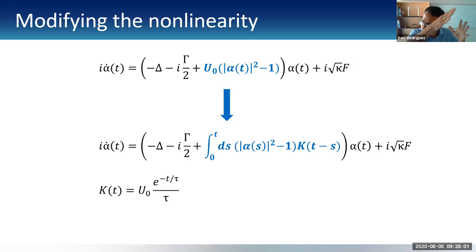And this going down will be exponential in time, and the time at which it reaches 1 over e is roughly tau. So that's the meaning of this kernel. Now, the implication of making this modification to the equation of motion is that the response of the system no longer depends on the immediate past only, but actually depends on the entire past, right? Because you have an integral from 0 to t.